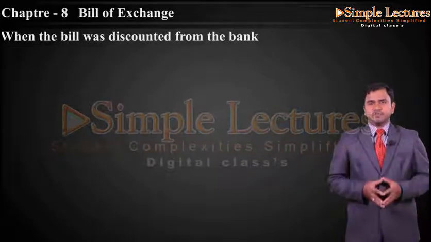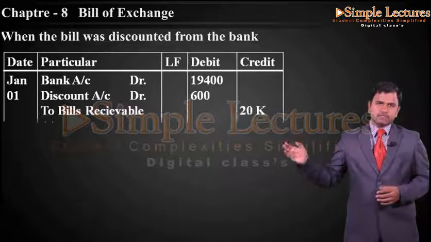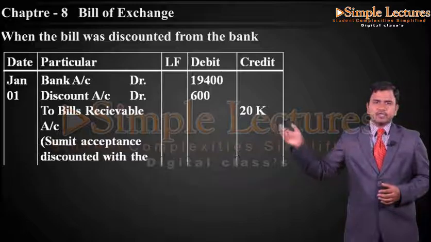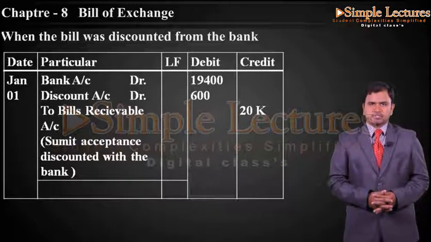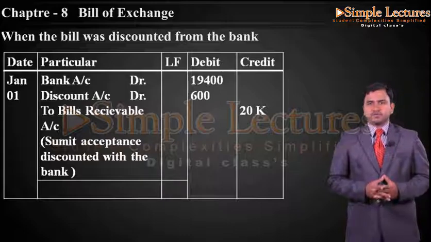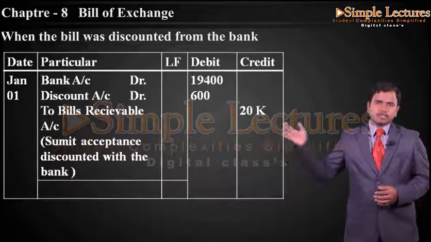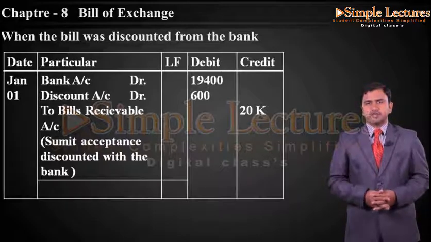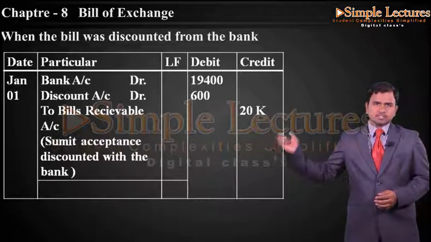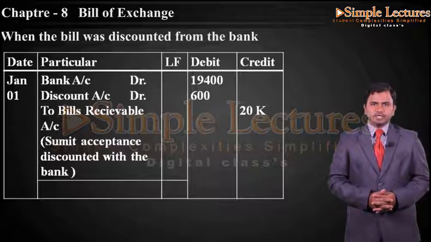The next entry will be for the bill discounted from the bank. The journal entry will be bank account debtor, discount account debtor to bills receivable account. Here the bill was discounted from the bank for rupees 600. Bank account debtor 19,400, which Amit is going to receive, and discount account debtor, where the bank charges the discount amount which is 600, and to bills receivable account 20,000.